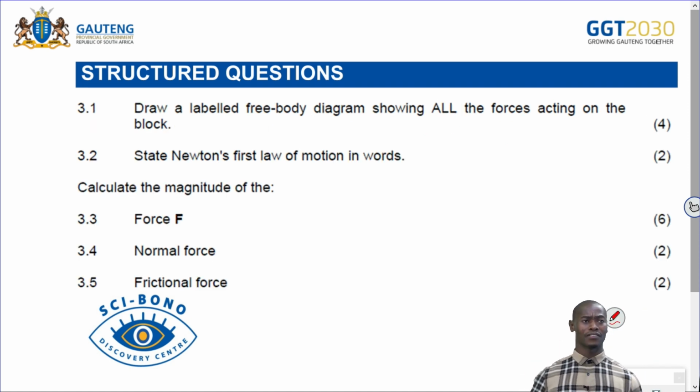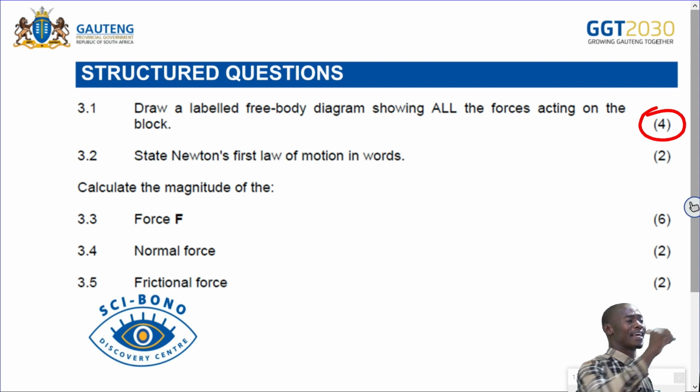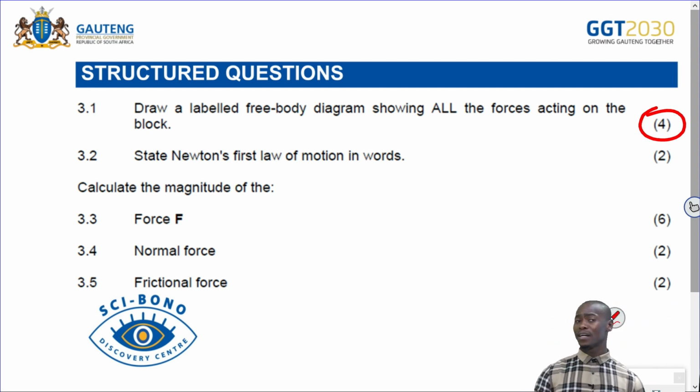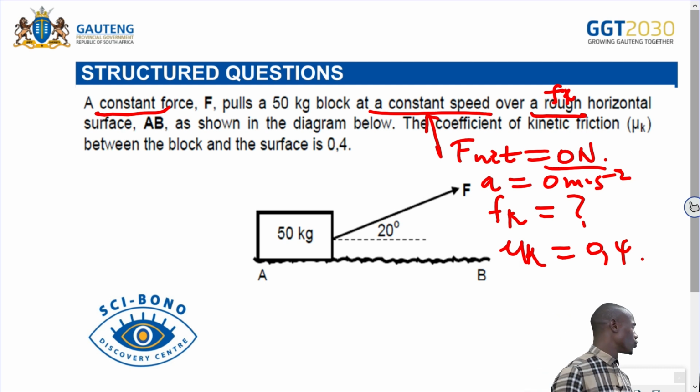Then let's check the first question. Draw a labeled free body diagram showing all the forces acting on the block. You can see how many marks we are having there. There are 4. All right, if it's 4 marks, I'm expecting how many forces? 4 forces. Let's check if we'll be able to do that.